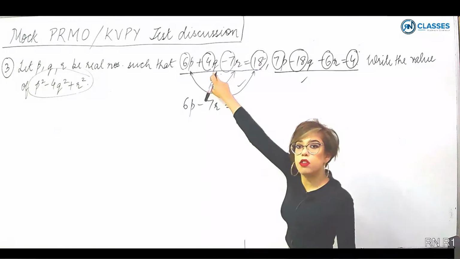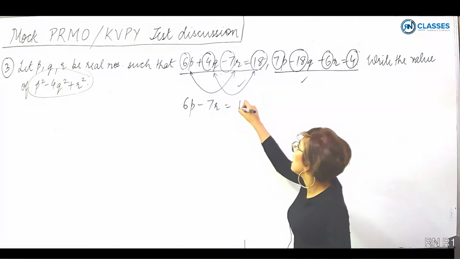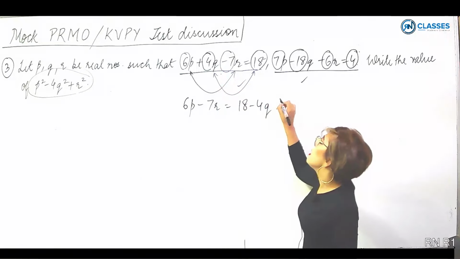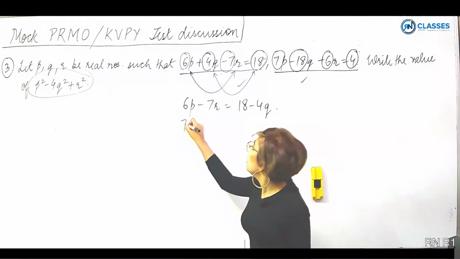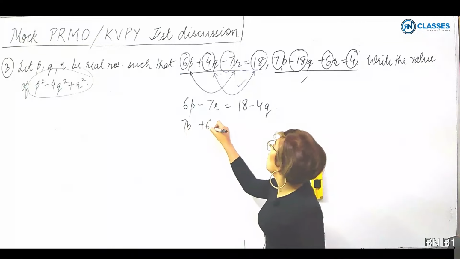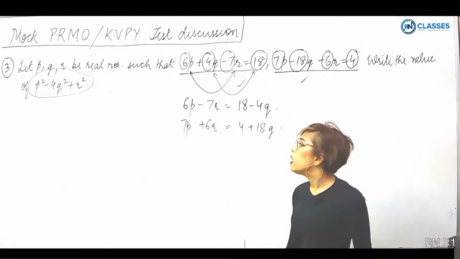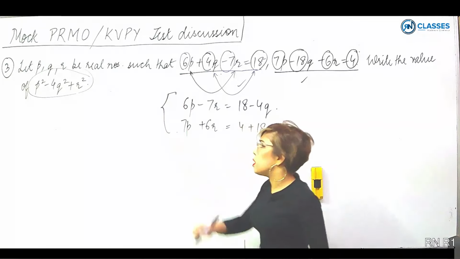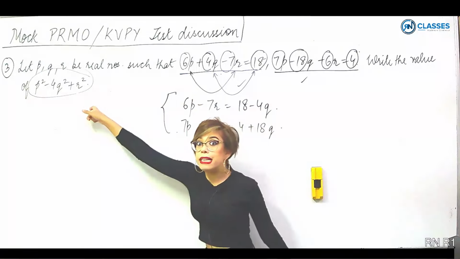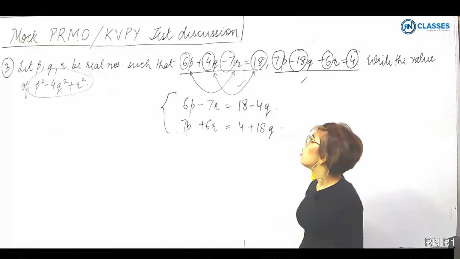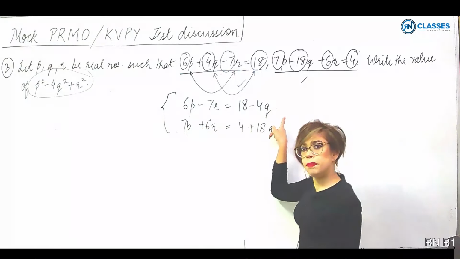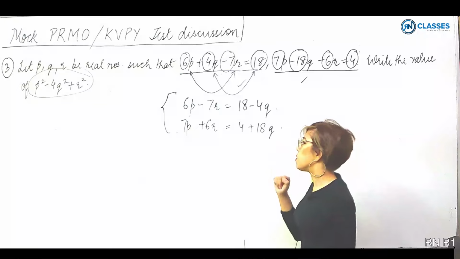So I will transpose 4Q to that side. So this is 18 minus 4Q. Same thing I'll do here. So I'll get 7P plus 6R is equal to 4 plus 18Q. Now, when I look at these two equations, I remember that I ultimately need to square it. So I can square this quantity, or maybe I can square this quantity as well.